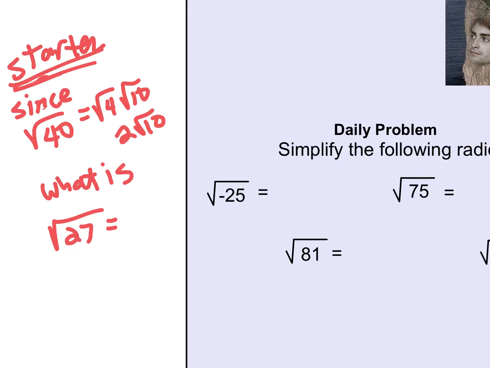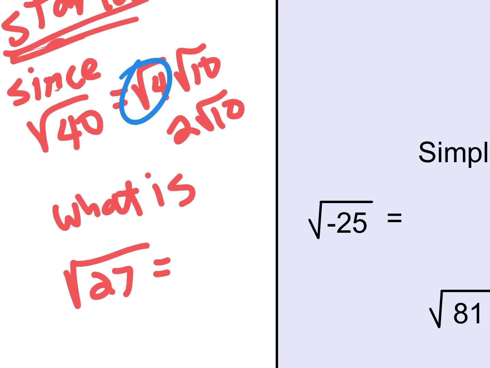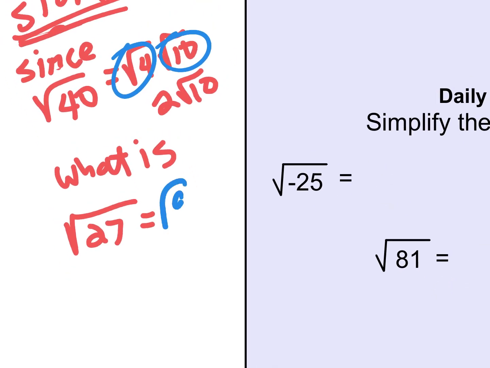And here we go. So what is the square root of 27? This broke into root 4 and root 10. Were you able to figure out that this was root 9 and root 3, and therefore 3 root 3? Who had that? Raise your hand if you had that. Okay, good. On to this one.